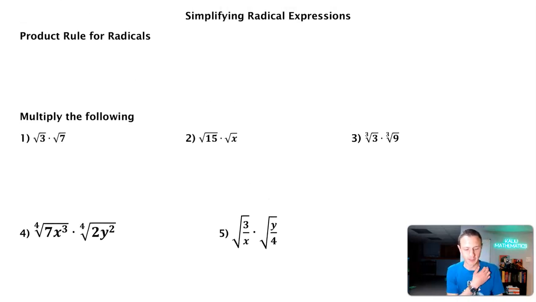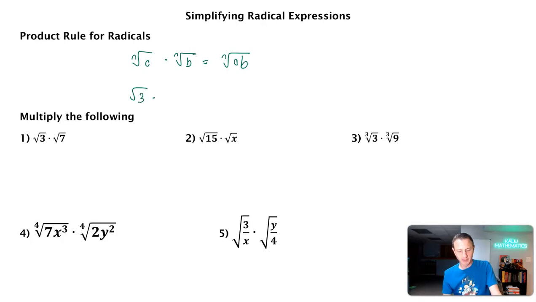So, the product rule for radicals: if you have the nth root of a times the nth root of b, you can rewrite that as the nth root of a times b. So you have the same index of n, so it's a square root or a cube root. If you have the square root of 3 times the square root of 5, they're both square roots, so you would be able to multiply the inside. So this would become the square root of 15. You just do 3 times 5.